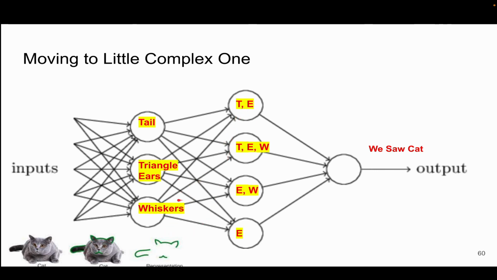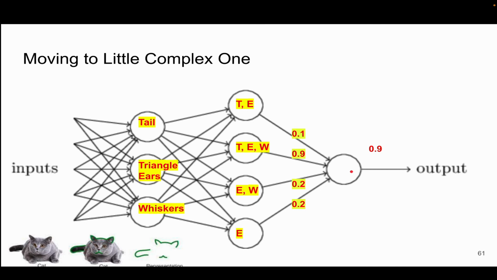So if tail and ears are dominant, and let's suppose for whiskers the weight is 0, it will not be counted in this one. Only tail and ears will be counted. In the second one, all will be 0.2, 0.2, 0.2, so all three will be there: tail, ears, and whiskers are present. In the third one, only ears and whiskers are present, and in the last one only ears is present, because the other two are made 0. So only the ears one is present and the output is there.